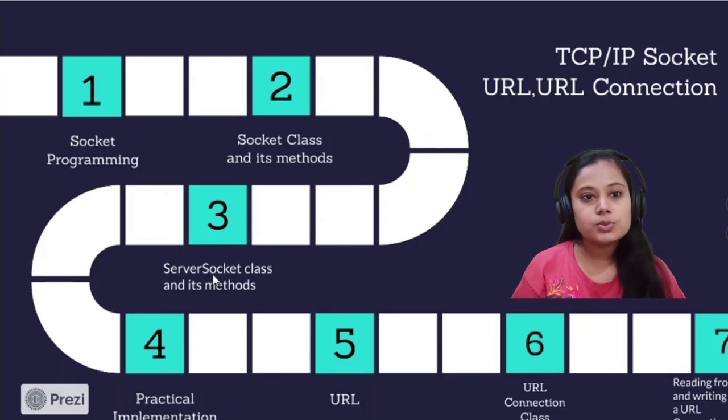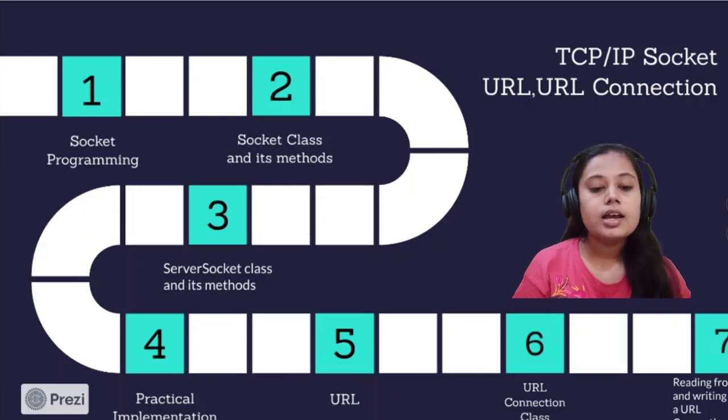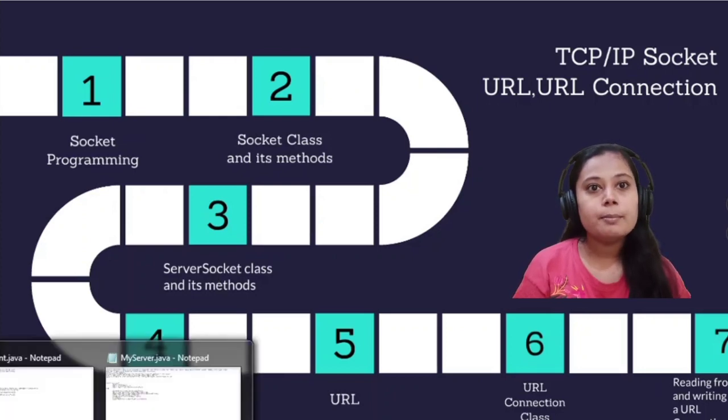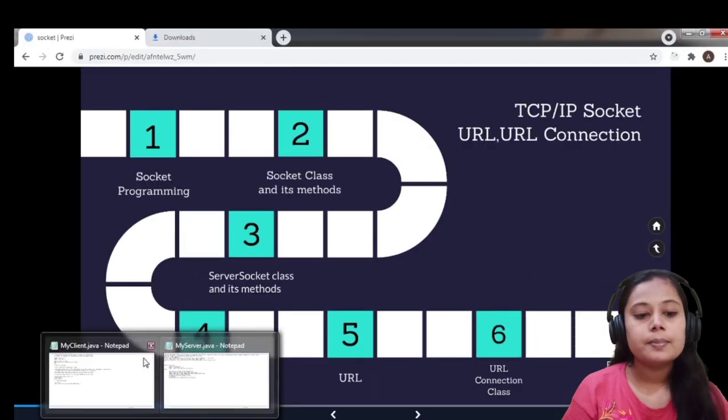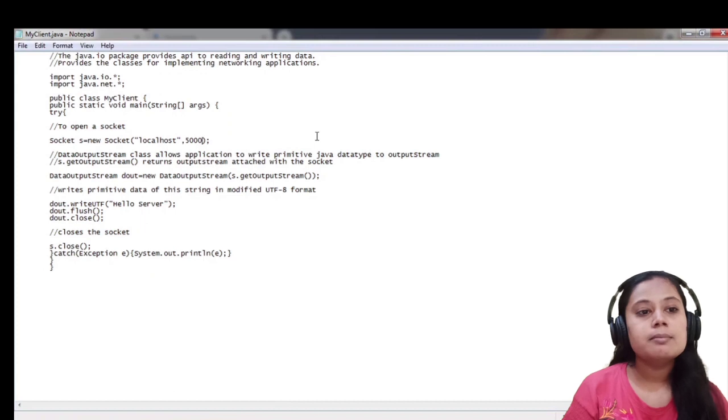The client connects to the server and sends a message to the server. The server displays the message. Here we will make two classes or two programs, that is myclient.java and myserver.java. I will be implementing this program on my particular system and will be using localhost. The first program is myclient.java.